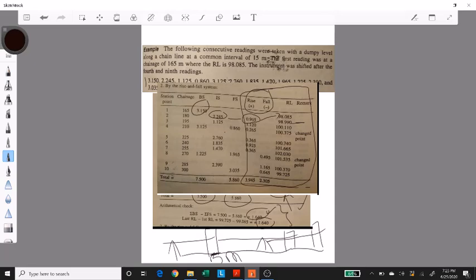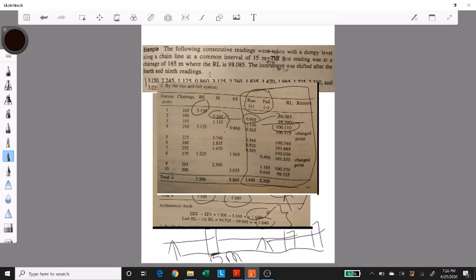So now we would compare the intersight of the second point with the intersight of the third point. So 2.245 minus 1.125. Again, we have a rise of 1.12, and you add it to the reduced level of the previous point, which is 98.990, and you get the reduced level of the third point, which is 100.110. Then we move to the fourth point.